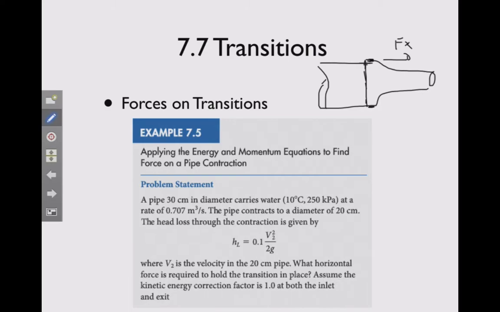And so it's a 30 centimeter pipe, carries water at 10 C and 250 kilopascals. So this is pressurized here, P1, at a flow rate Q of 0.707 meter cubed per second. And the pipe contracts down 10 centimeters to 20 centimeters, and the head loss is given by this term. And V2 is the velocity here in the constriction. So what horizontal force is required to hold this into place? And we're going to assume that the kinetic energy factors are 1 at both the inlet and outlet.